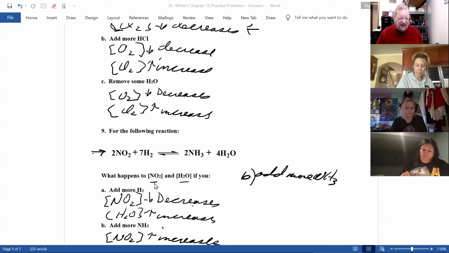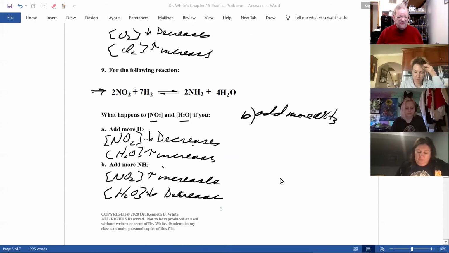And the question is, what happens to NO2 and water when you add more ammonia? If we look at this at equilibrium, there was a certain amount of NO2, a certain amount of hydrogen, a certain amount of ammonia, NH3, and a certain amount of water. Now in B, we've added more ammonia. And now the equilibrium says, oh no, there's too much ammonia. We've got to get rid of some of it. That's the stress it's under. How does it relieve the stress?